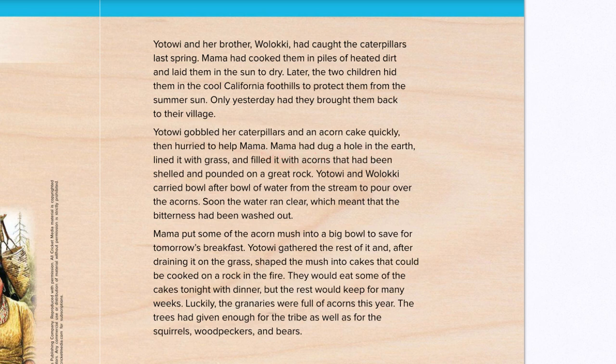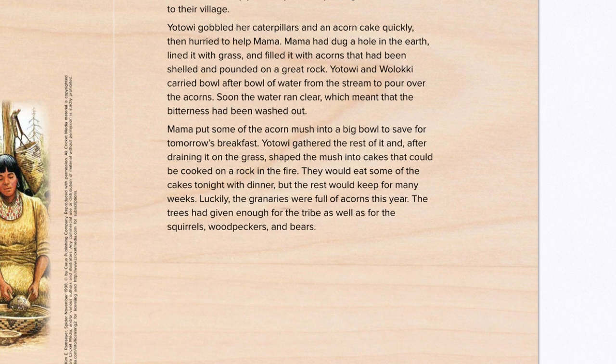Mama had dug a hole in the earth, lined it with grass, and filled it with acorns that had been shelled and pounded on a great rock. Yotowi and Woloki carried bowl after bowl of water from the stream to pour over the acorns. Soon the water ran clear, which meant that the bitterness had been washed out. Mama put some of the acorn mush into a big bowl to save for tomorrow's breakfast. Yotowi gathered the rest of it, and after draining it on the grass, shaped the mush into cakes that could be cooked on a rock in a fire.